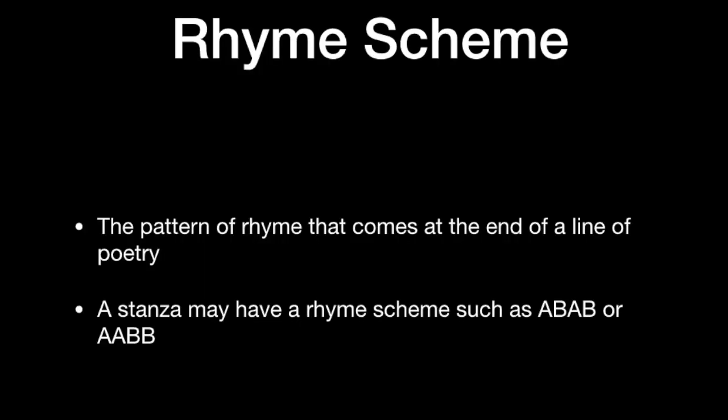And next we have rhyme scheme. And rhyme scheme is the pattern of rhyme that comes at the end of a line of poetry. And we mark them with letters generally. And so they might be rhyme schemes such as ABAB or AABB. Those are two examples of rhyme schemes.